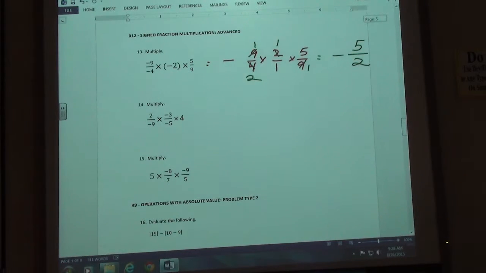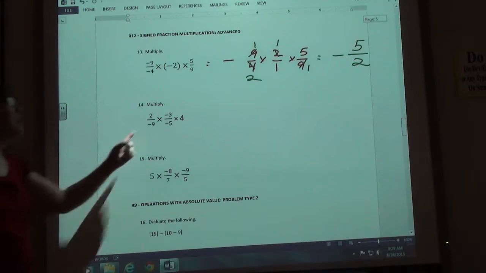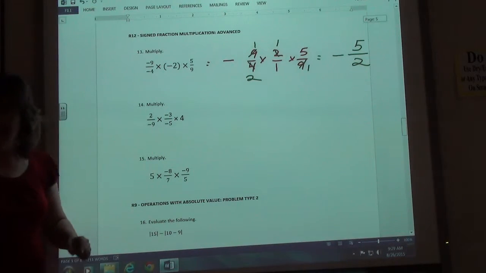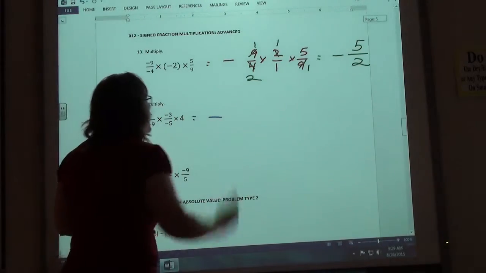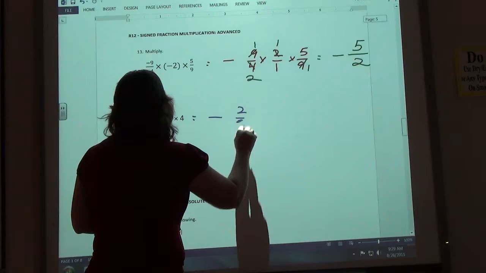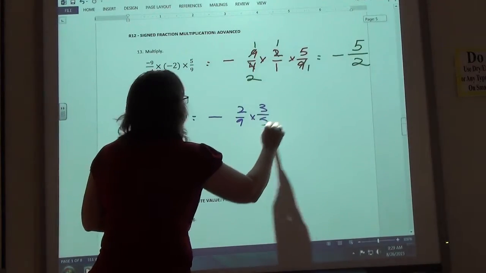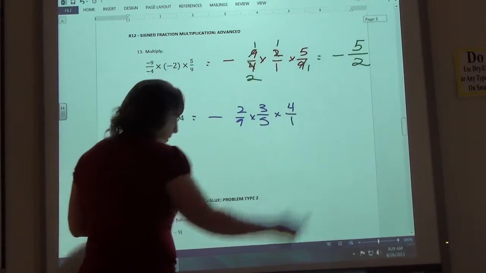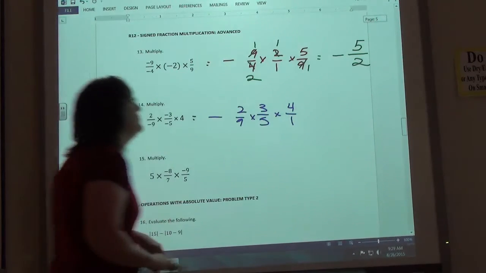So now, Christine, I'm going to put you on the spot. Is my answer on the second one there going to be positive or negative? It's going to be negative. It's going to be negative because I've got 1, 2, 3 negative signs, right? So I'm just going to say, yep, I know it's going to be negative. 2 9ths times 3/5 times 4 over 1 then.